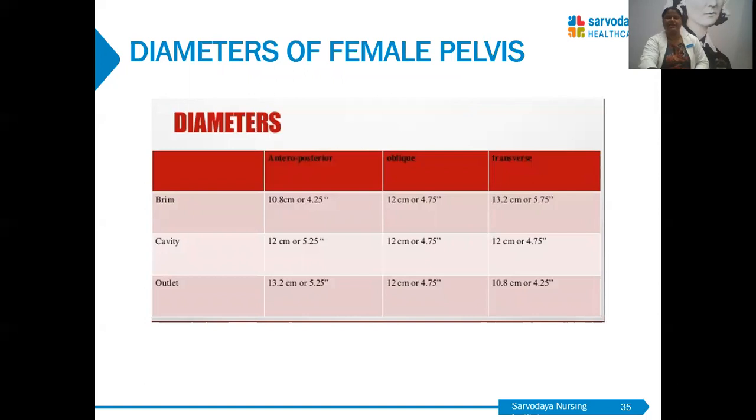Then these are the diameters of the female pelvis. Diameters of brim, cavity and outlet. The anterior posterior diameter of the brim is 10.8 centimeters, oblique diameter 12 centimeters, transverse diameter 13 centimeters. Cavity, all diameters are 12 centimeters in measurement. Outlet, the anterior posterior diameter is 13 centimeters. Then the oblique diameter is 12 centimeters and the transverse diameter is 10.5 centimeters.